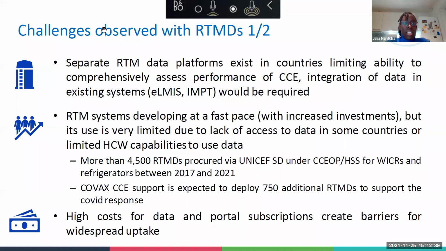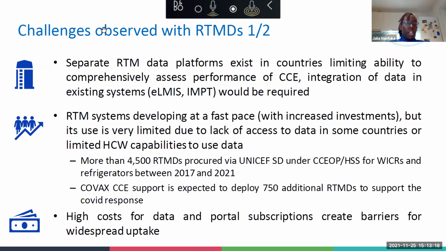So these next few slides are looking at some of the challenges observed with RTMDs. First, given that we have a range of manufacturers available, we have different RTMD platforms within countries. If a country has invested in different systems, it ends up with different RTMD platforms. So it's very difficult to comprehensively look at the performance of a particular country with equipment from different manufacturers. Countries would need to look towards integrating the data within existing systems to have that visibility across the board.